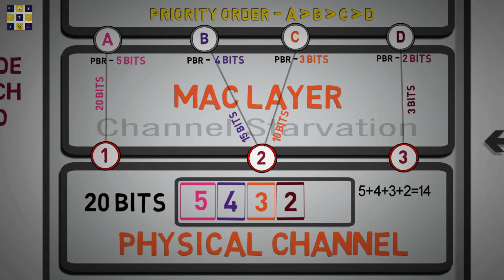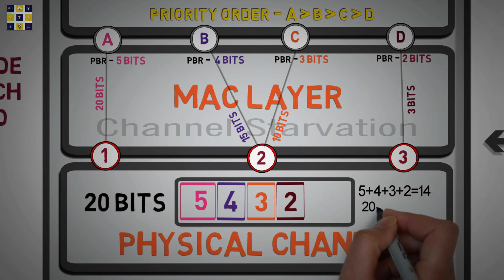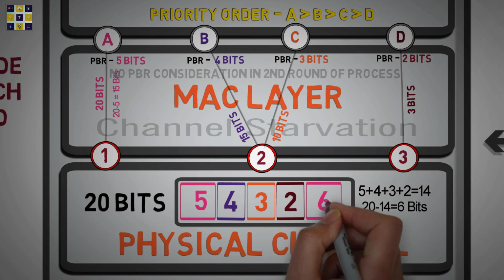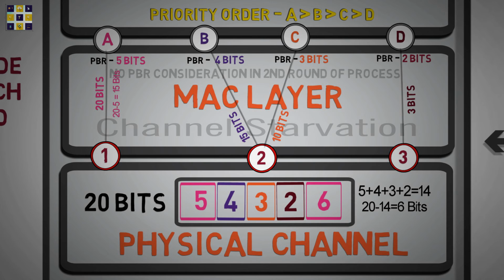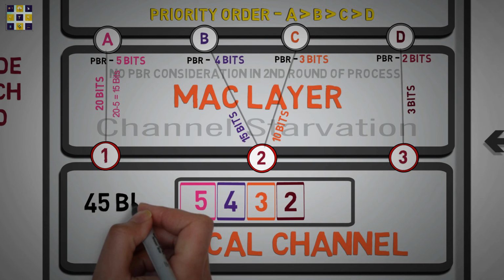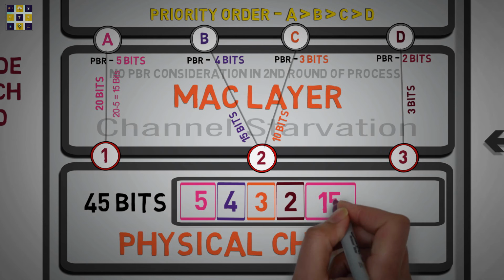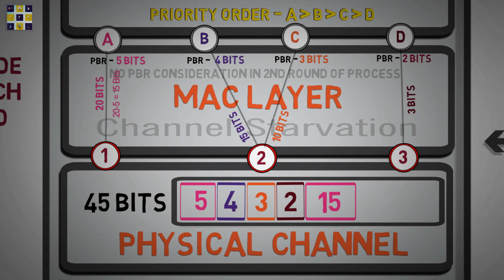Once the logical channels are served by their PBR, we can see that there is still 6 bits of space left in the MAC PDU, so the remaining space shall be filled in the order of priority but without PBR. In this case, after the first round channel A has 15 bits. So, the remaining 6 bits of space in the MAC PDU shall be filled with data from channel A, which is of highest priority. But let's say that the PDU size is 45 bits, then all the remaining 15 bits of channel A will be included in the PDU without considering the PBR.